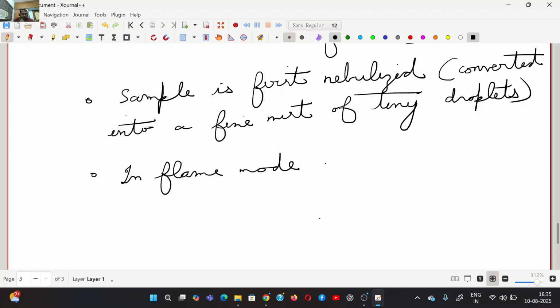All AAS instruments are just flame mode and furnace mode. Generally, flame mode is used for a bit higher concentration, the parts per million range, and furnace mode is used for the parts per billion range.